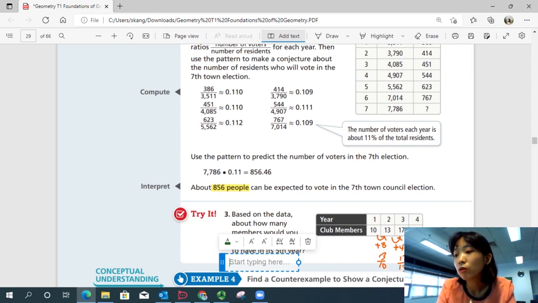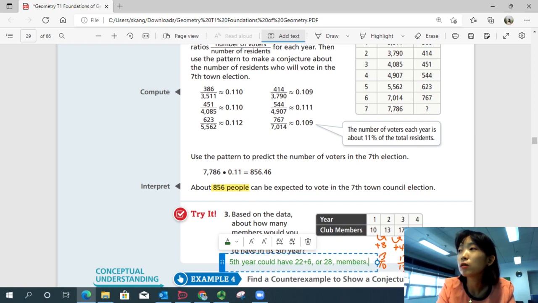So for example, you can say we're adding one more member than the previous year each year. So then your fifth year could have 22 plus 6 members, or 28 members. Okay?